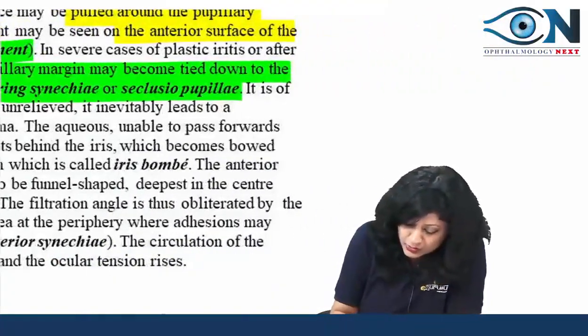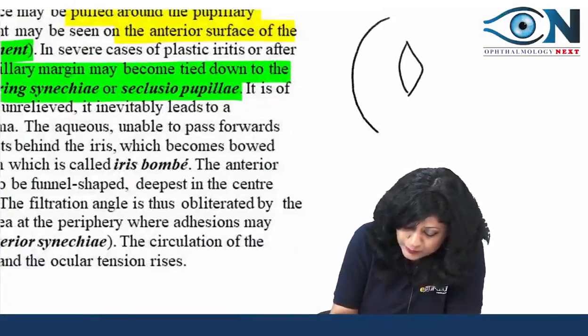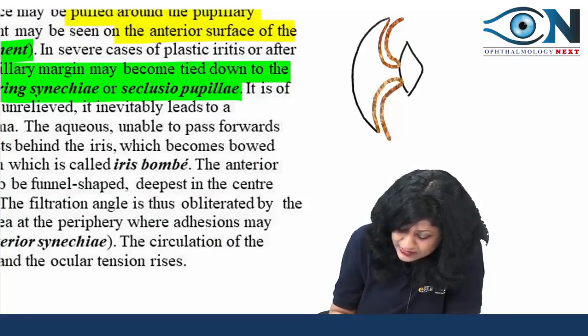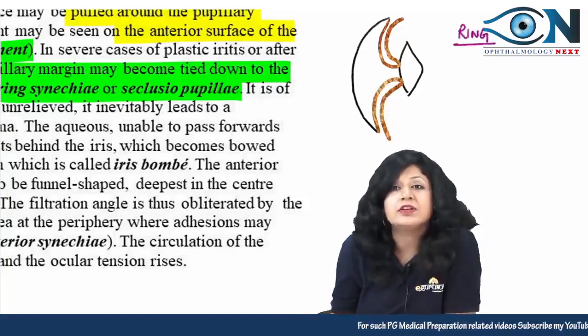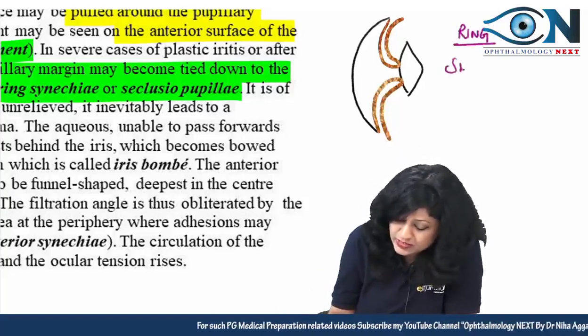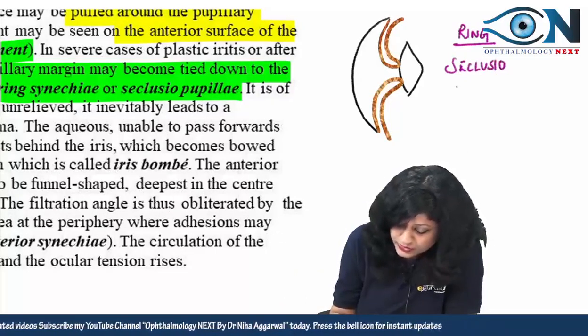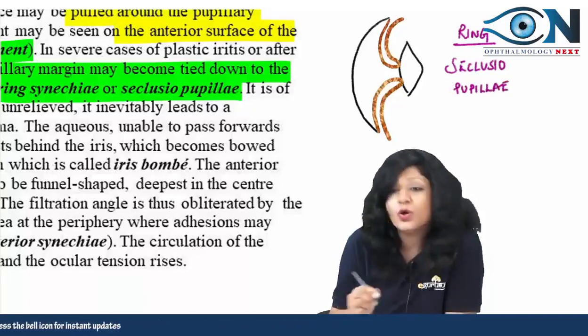So this is what I told you. If it is something like this and this is your lens, the whole of the pupillary margin is going and adhering on the anterior surface of the lens. So this is called your ring synechiae or annular synechiae, or it is called seclusio pupillae.